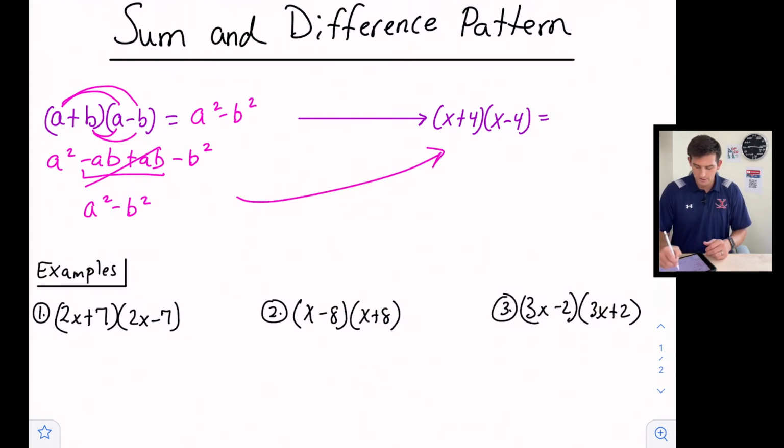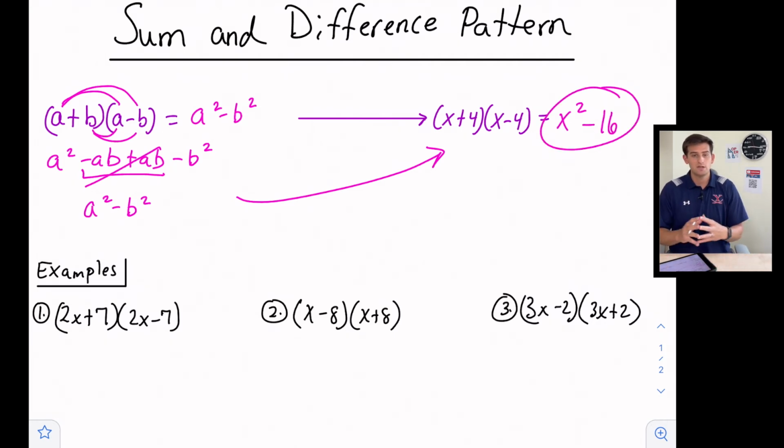So now if we look at our example over here, x plus 4 times x minus 4, we can now evaluate these super quick because we have this pattern memorized. So essentially we're going to take our first term, which is x, we're going to square it. It's always going to be subtraction. And then we're going to take our second term, which is 4, and we're going to square that. Well, what's 4 squared? It is 16, right? So we can do that really quickly without having to use the process of FOIL.